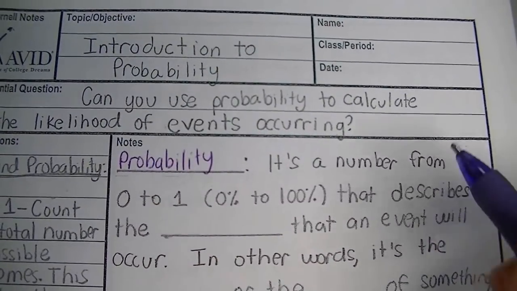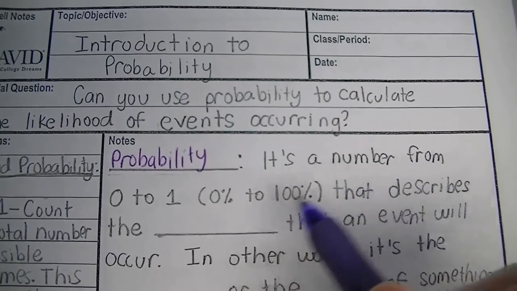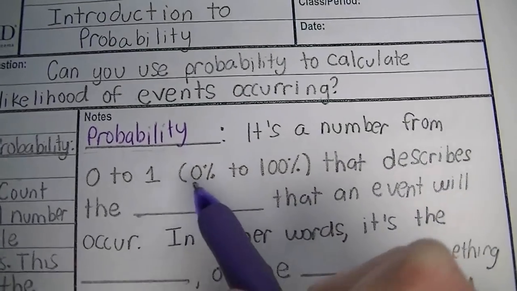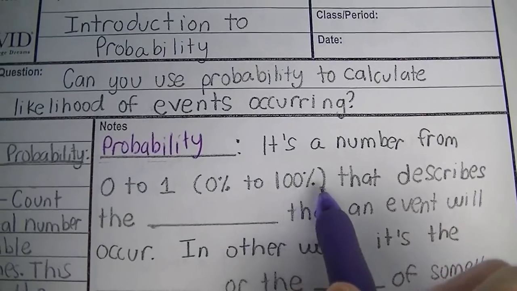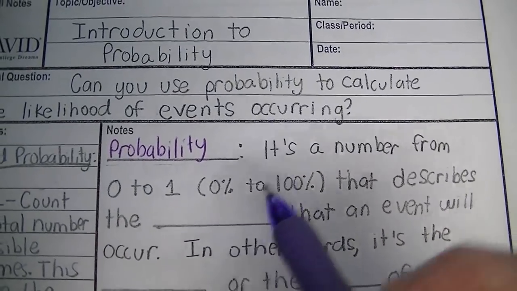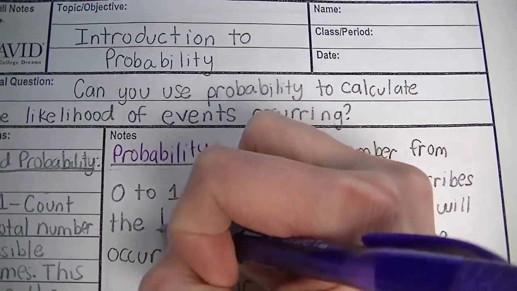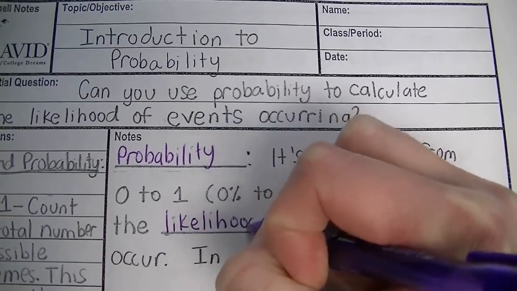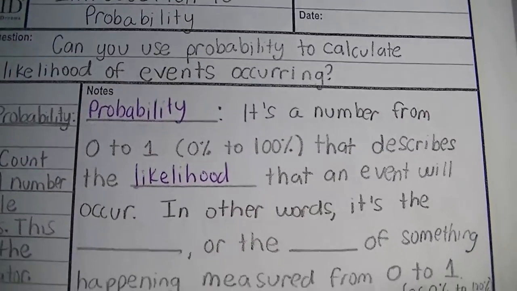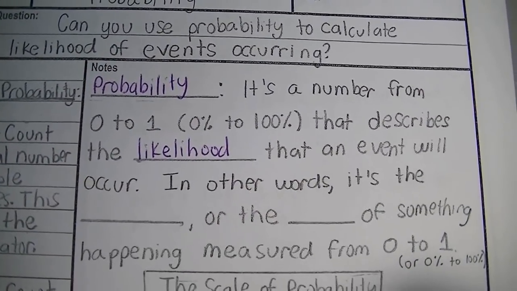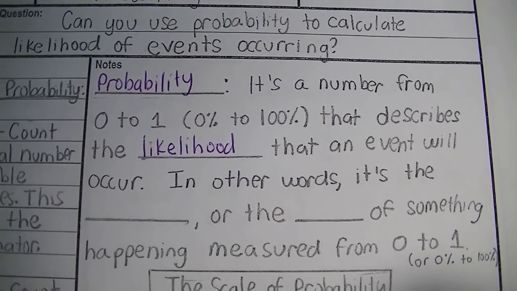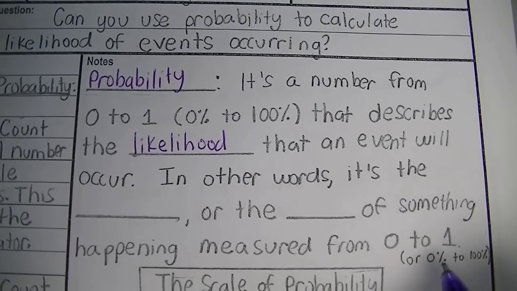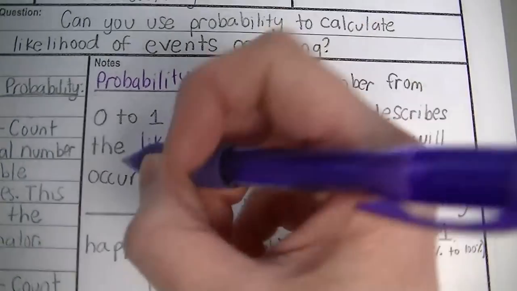Okay. Probability, it's a number from 0 to 1, or you can do 0% to 100%, that describes the likelihood that an event will occur. So in other words, it's the chance or the odds of something happening measured from 0 to 1 or 0% to 100%.